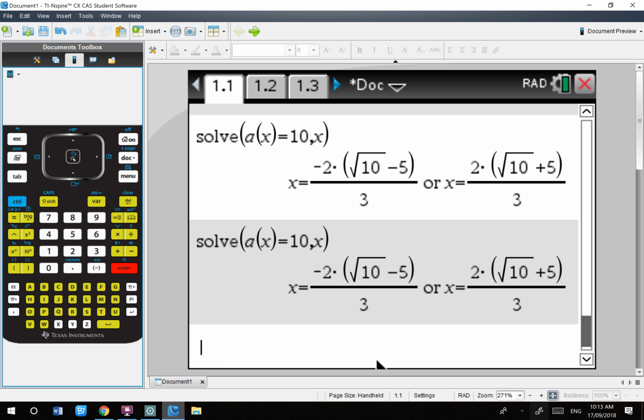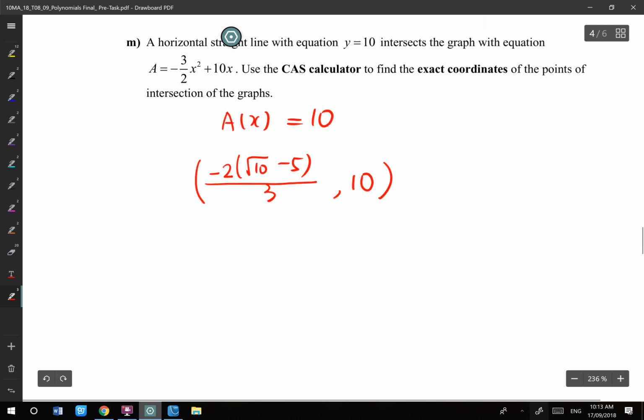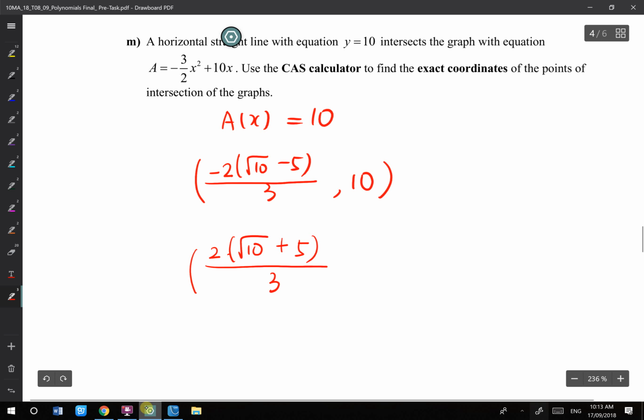Or if you like, you can expand. But overall, I will have minus 2 bracket root 10 minus 5 bracket over 3 comma 10. Because I need the coordinates, I need to have the comma 10. And I have 2 bracket root 10 plus 5 over 3 comma 10. You can expand. That's minus 2 root 10 plus 10 over 3 comma 10, and 2 root 10 plus 10 over 3 comma 10. But it's one second thing by calculator. I just need to solve it by calculator.